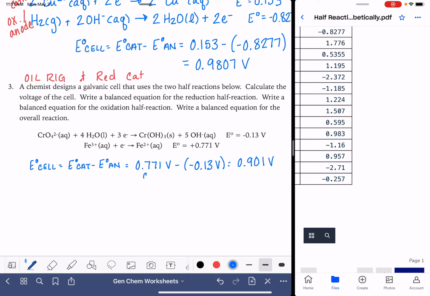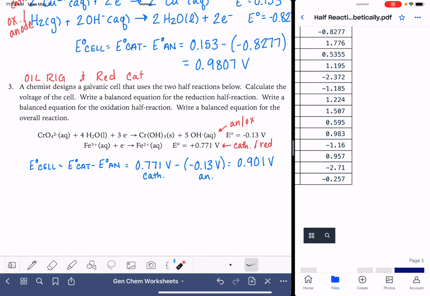When we plugged these in, we plugged in the 0.771 volts as the value of the cathode. So that tells us that this is the reaction that takes place at the cathode. This is the reaction that takes place at the anode. The reduction reaction is the one that takes place at the cathode because red cat. This is the one that takes place at the anode.